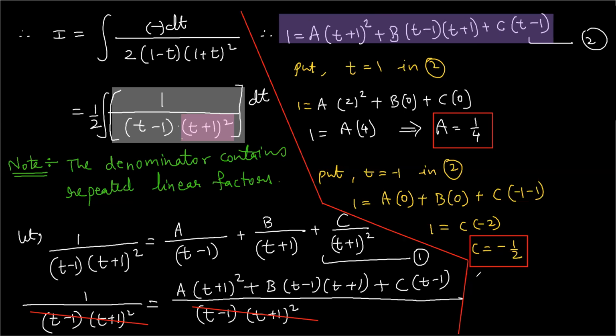So I write here, put T equals to 0 in 2. So when you put T as 0, see what you get. You get 1 equals A.